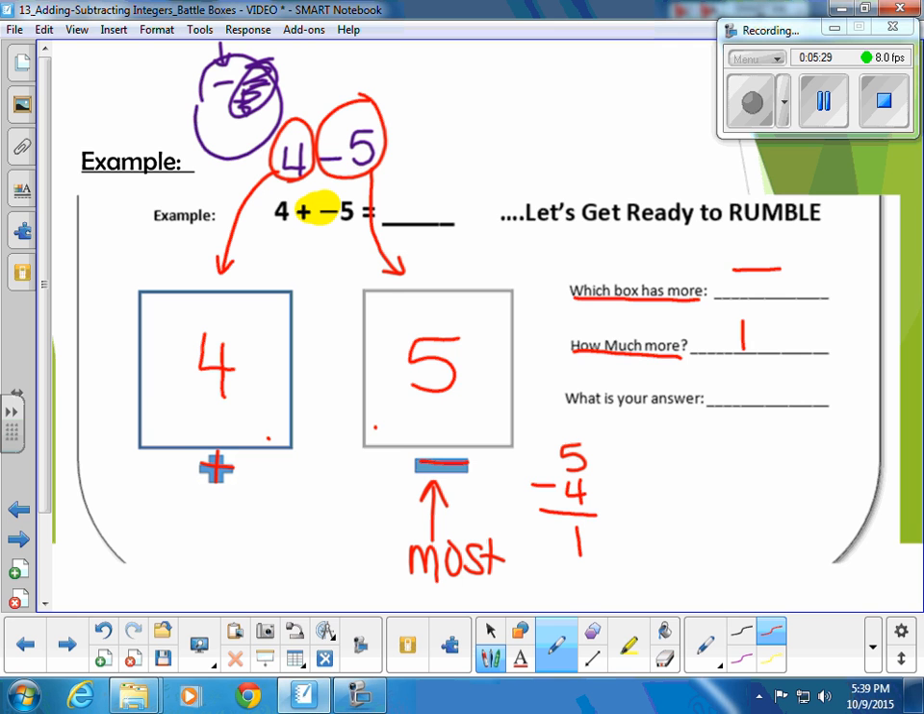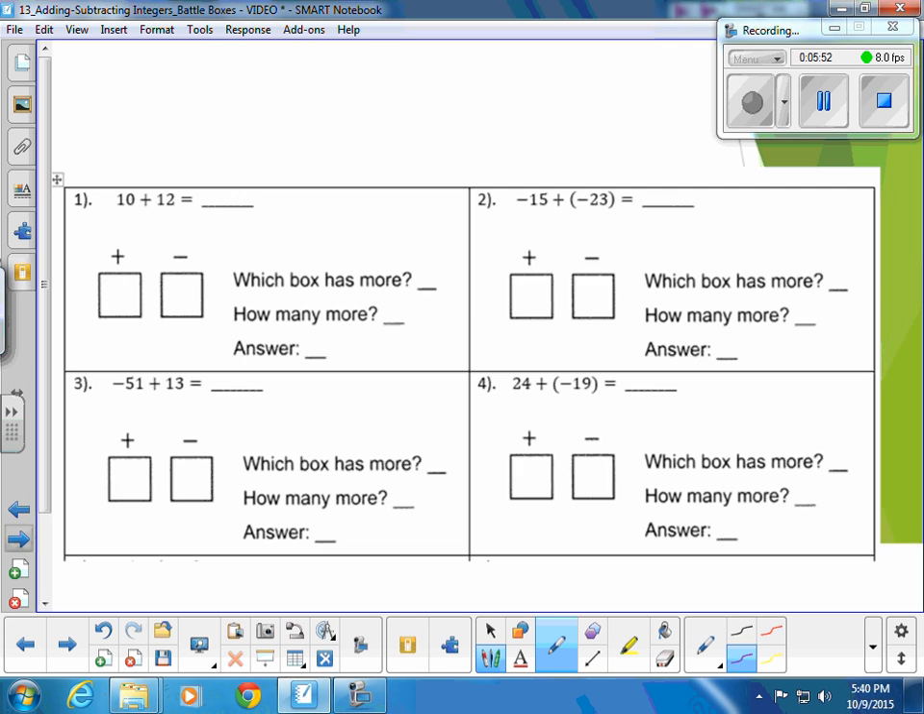The answer is 1. So now all I'm going to do is take this and combine them so that my answer is -1. So my answer up here is -1. And that's all that the battle boxes are going to do. It's just simplifying the process so when our numbers get really big, it makes it easier on us and it doesn't get overwhelming. So now let's get ready to rumble, or do some practice problems.